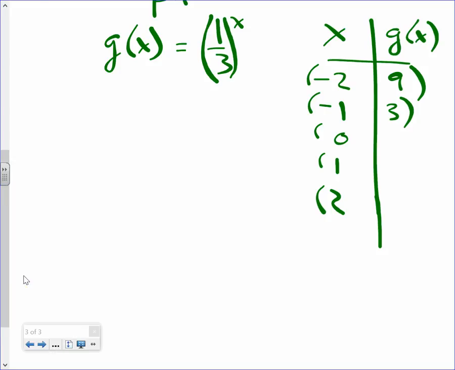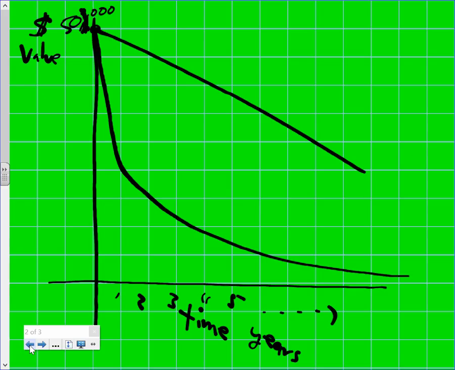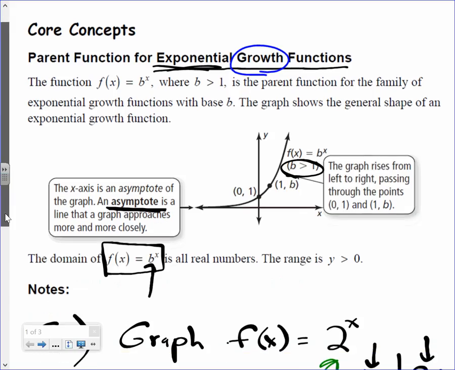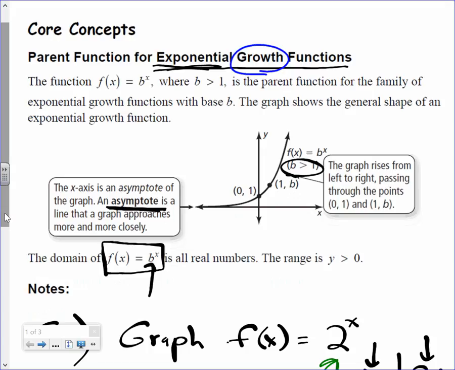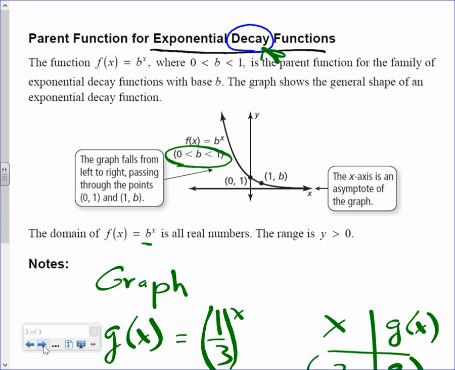Zero is always easy. Because anything to 0 power is what? It's always 1. Everything to 0 power is 1. So look at your note guide real quick. Look at the growth function. It's always 0, 1. It's right there. That's like an automatic, in other words. Or look at the decay. 0, 1. That's like an automatic point because we already know anything to 0 power is going to be 1. So you can put that point without even thinking about it.